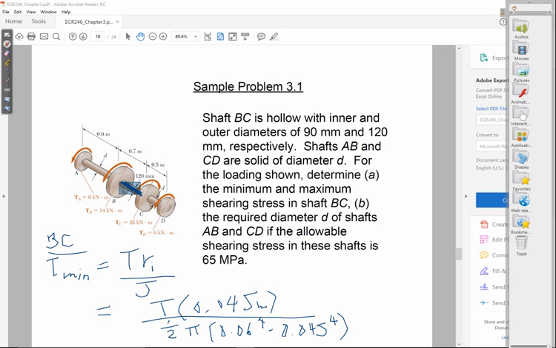But what is the torque? How do I determine the internal torque in BC? Remember what we said in the previous lectures: stresses always come about from internal loads. They never depend on external loads, and you never calculate them from external loads. You always calculate them from internal loads. So it's actually pretty simple.